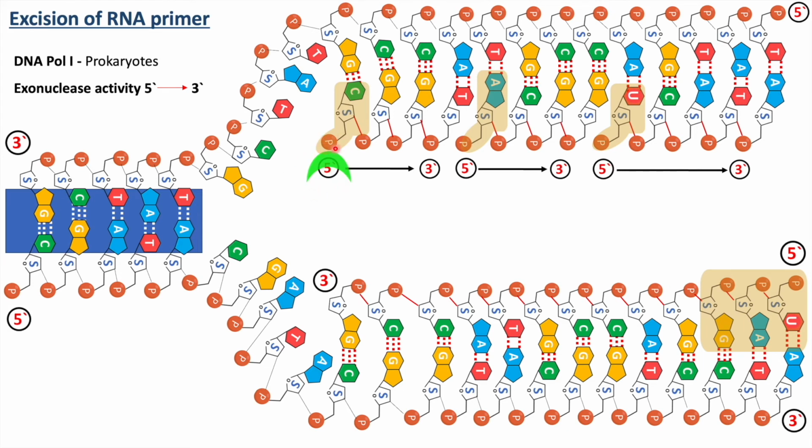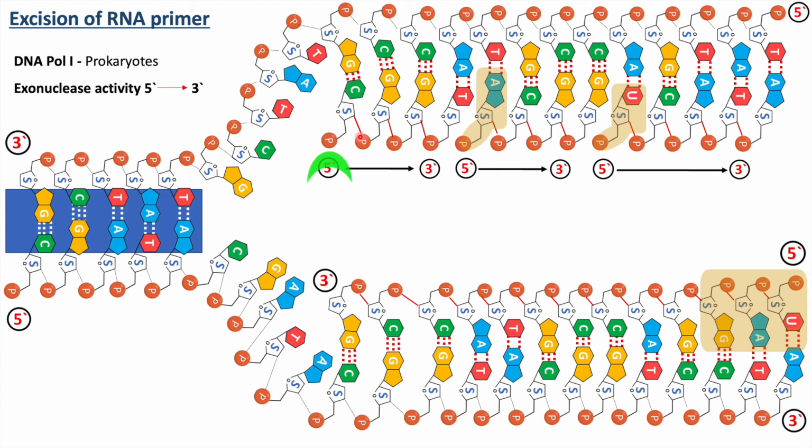It locates this RNA primer, removes this ribonucleotide and replaces it with deoxynucleotide. Now you must be wondering that I just took out the cytosine and replaced it with cytosine, but there is still a difference. The sugar molecules are different. In ribonucleotide, the sugar molecule is ribose sugar, and in deoxynucleotide, the sugar molecule is deoxyribose sugar. So that's why I'm still replacing it.